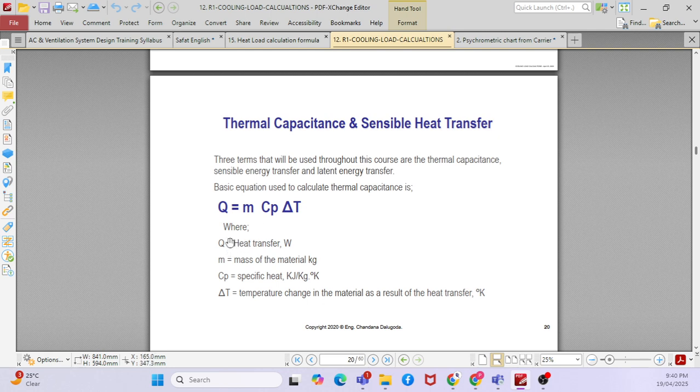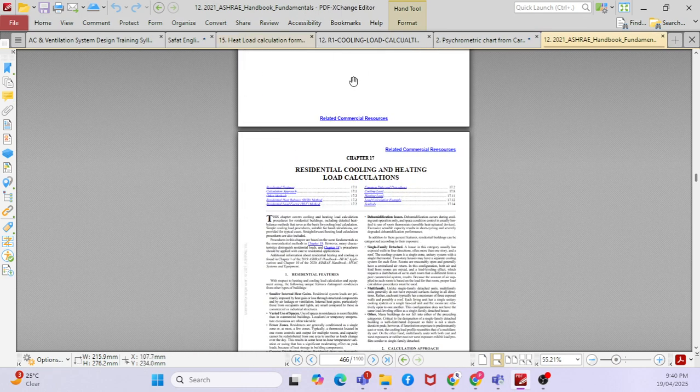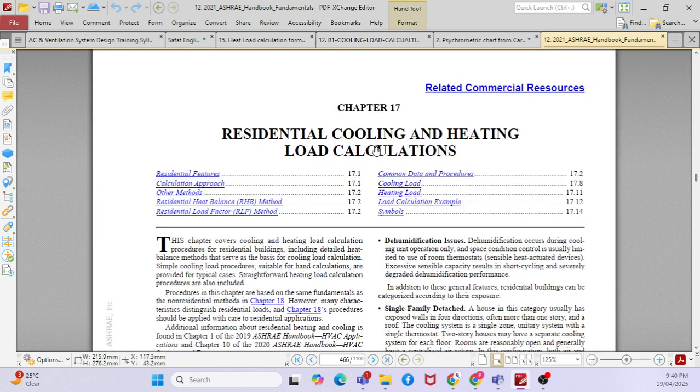Can you see that HVAC equation, sensible heat factor, Q equal to m Cp delta T, right? So this equation came from where? It came from the ASHRAE standard. If I open the ASHRAE standard, the HVAC Fundamentals 2021, you can see ASHRAE Fundamentals, residential cooling and heating load calculations, chapter 17.